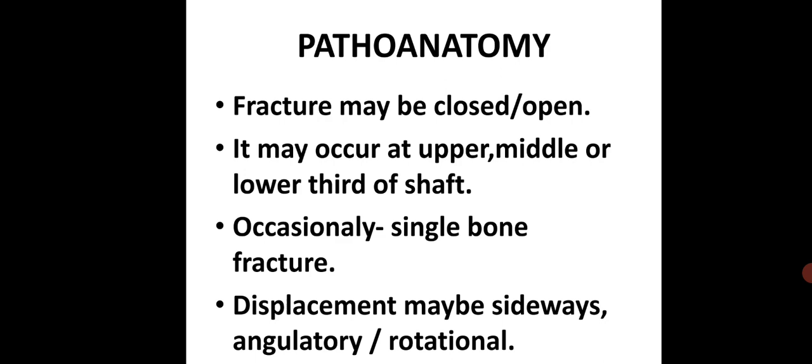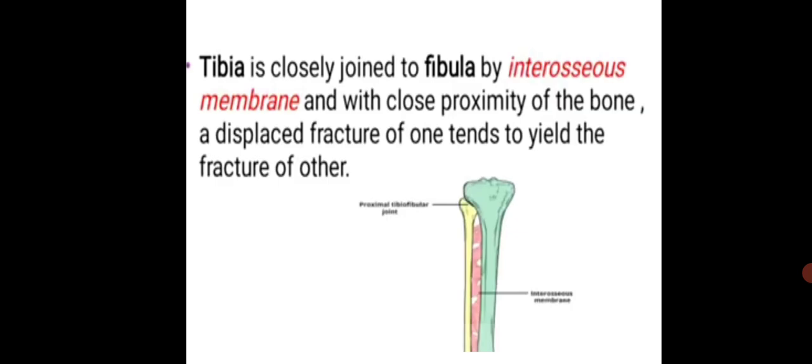And occasionally a single bone can be fractured, as I have already said that whenever there is a fracture of tibia, also the fibula is being fractured. The displacement may be sidewise or angulatory or rotational. The tibia is closely joined to fibula by interosseous membranes and with close proximity of the bone. A displaced fracture of one tends to yield the fracture of another.